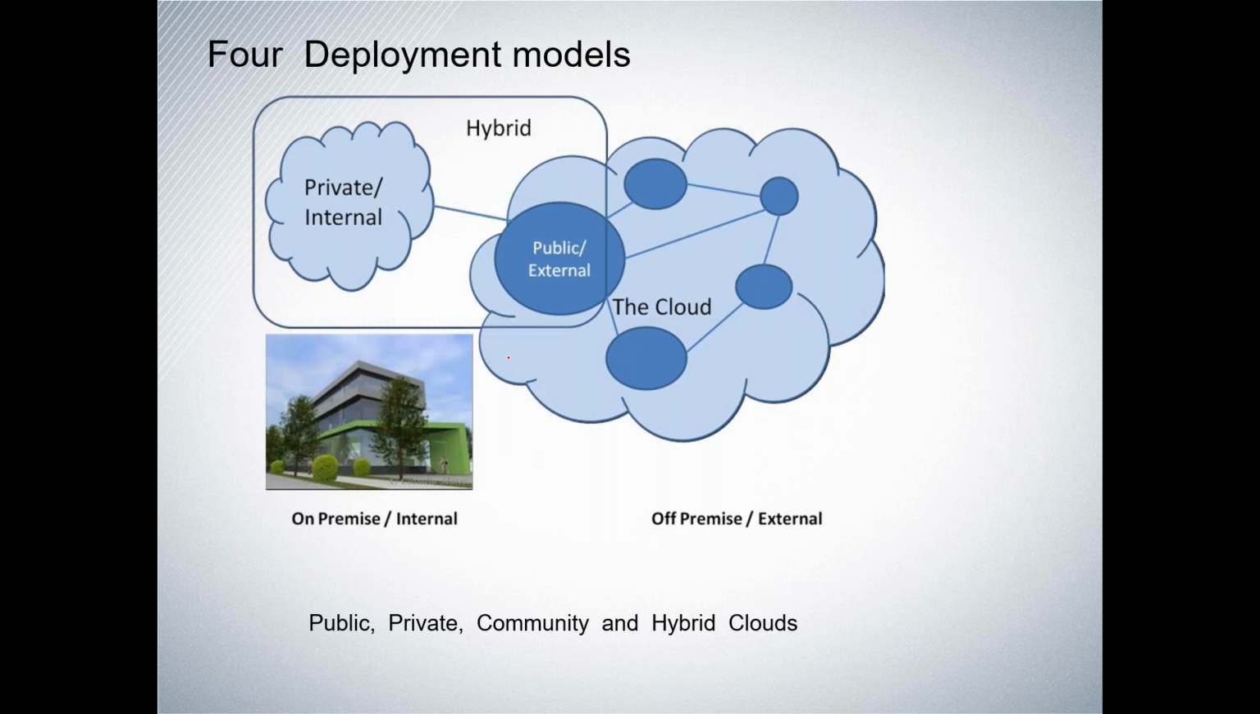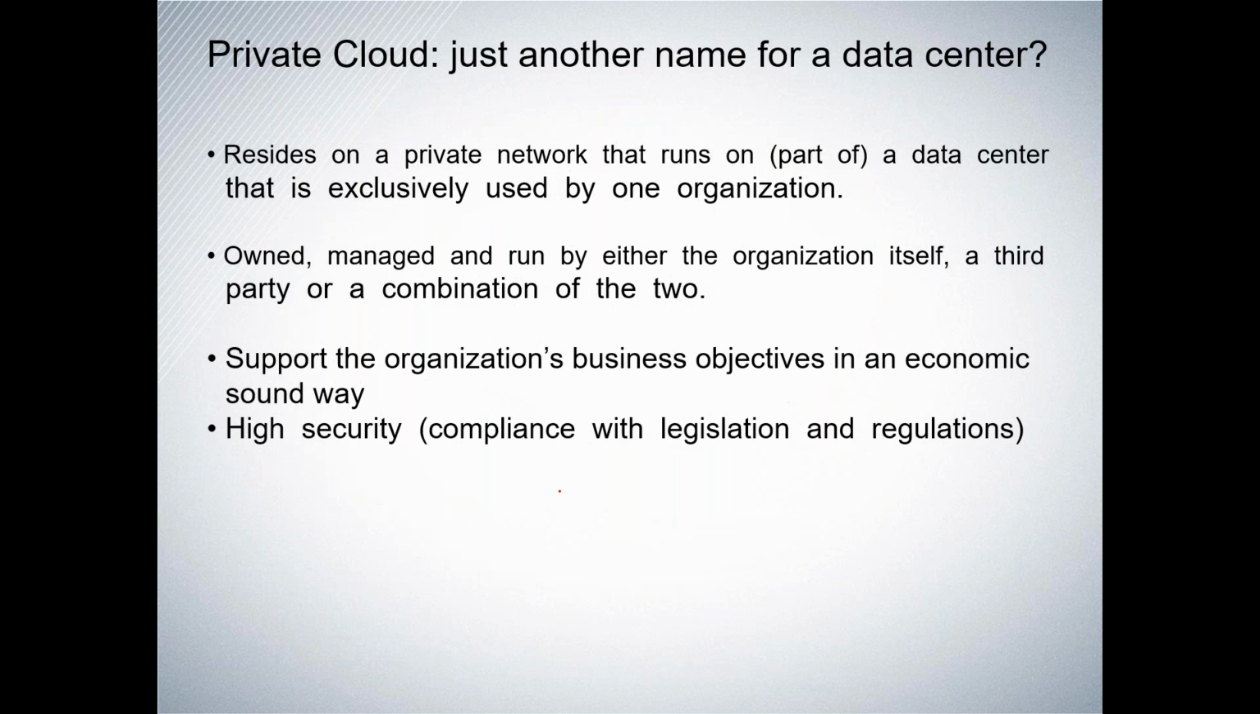All right. So the deployment models, 4 deployment models: a public deployment, private deployment, community deployment, and hybrid deployment. So we call it public cloud, private cloud, community cloud, and hybrid cloud. Let's look at each one of them.